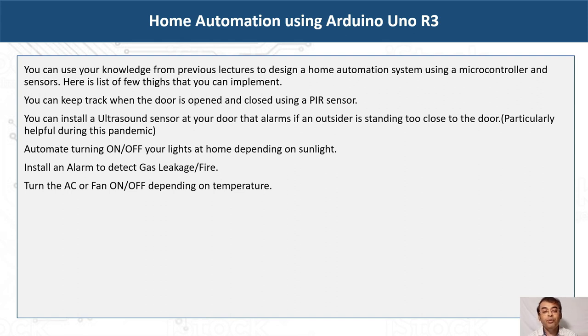Here is the list of few things that you can implement. You can keep track when the door is opened and closed using a PIR sensor. You can install an ultrasound sensor at your door that alarms if an outsider is standing too close to the door, particularly helpful during this pandemic. Automate turning on or off your lights at home depending on sunlight. Install an alarm to detect gas leakage or fire. Turn the AC or fan on or off depending on temperature.